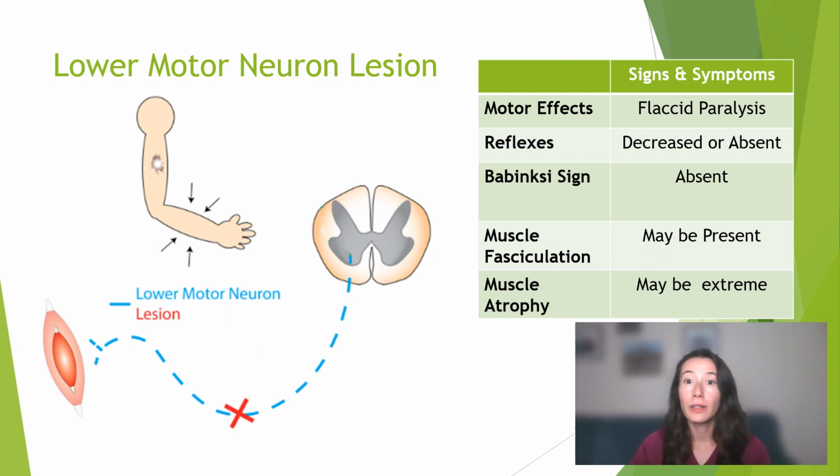Well, if the job of the nerve is to tell a muscle to contract, but now the nerve is damaged so it cannot tell a muscle to contract, then it's going to result in no muscle contraction. Well, if there's no muscle contraction, does that mean the muscle is flaccid? I would say yes, and that's why flaccid paralysis is an effect of a lower motor neuron lesion.